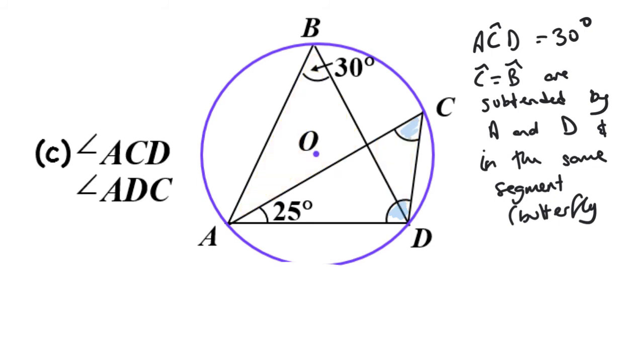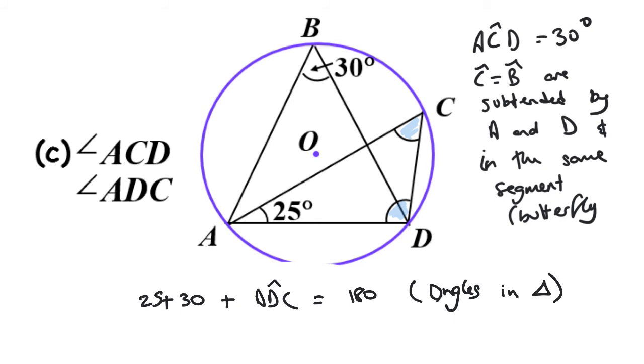Then to work out the angle at D, well, what we have is a triangle, ACD, and we know the angles in a triangle add to 180 degrees. So we've got 25 plus 30 plus ADC must equal 180 degrees because of the angles in a triangle. So that means that ADC is going to be 180 minus 25 minus 30, which is 125 degrees.